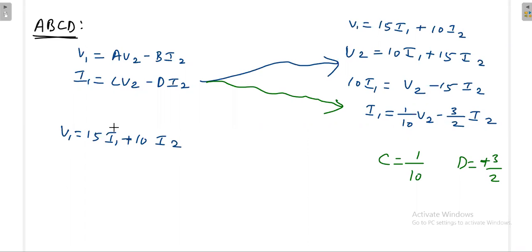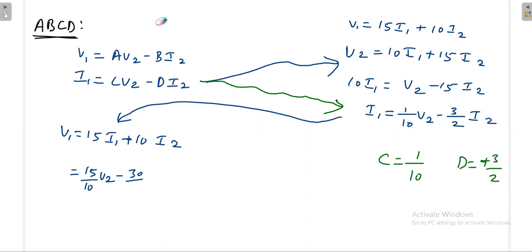That I1 may consist of V1 and I2. Okay, no problem, because you can add it. So that means that I1 will be here. Okay, you substitute this I1 here. So that means 15 divided by 10 V2, and then 30 divided by 15 divided by 10, and then 45 divided by 2. Okay, 15 by 10 and then 15 into 3 minus 45 divided by 2 I1 plus 10 I2.